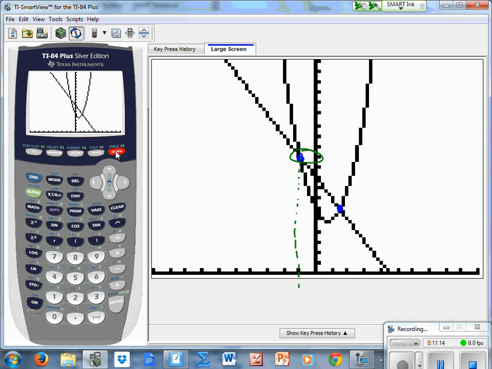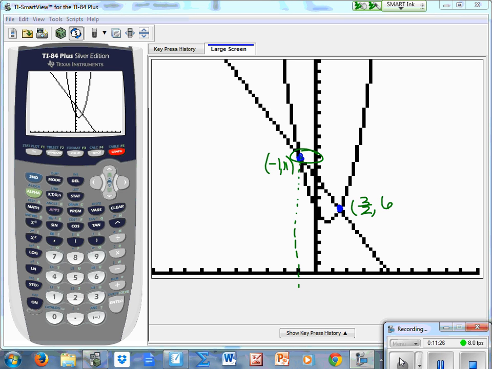That's probably 11. Okay. So this is probably our -1, 11. This must be our 3/2, 6. That would work. Okay. But let's make sure that we get those exactly using our calculator, because I'm sure that you will want to know how to do that, how to check your information.